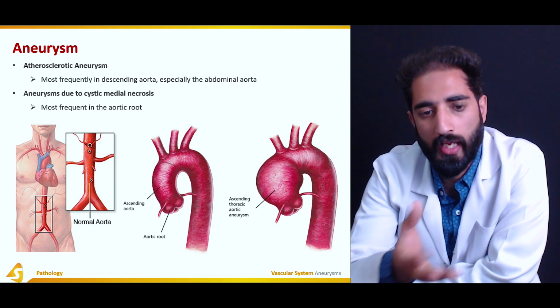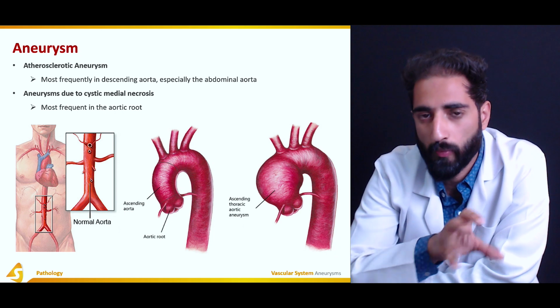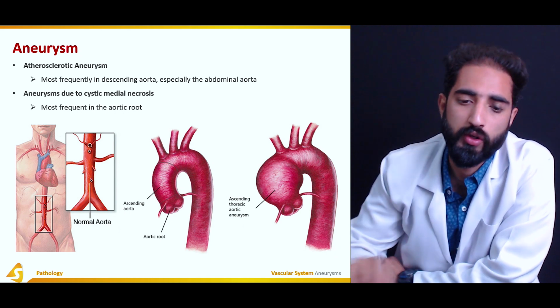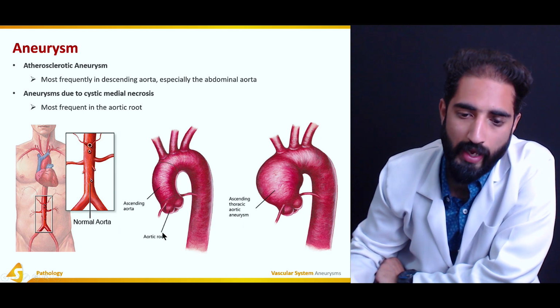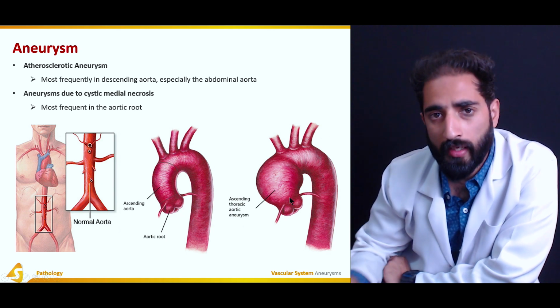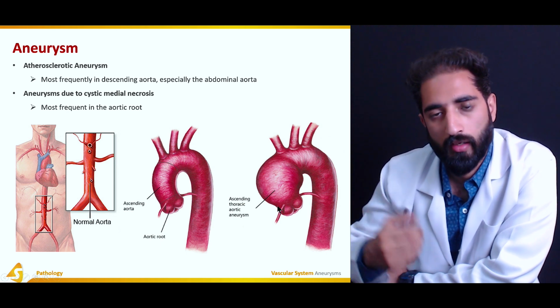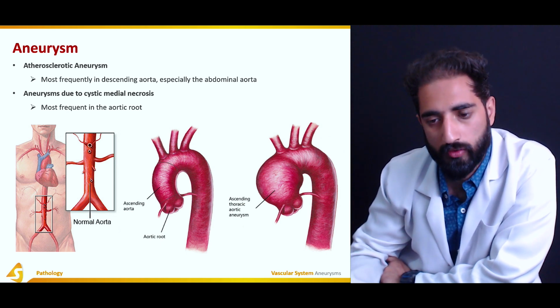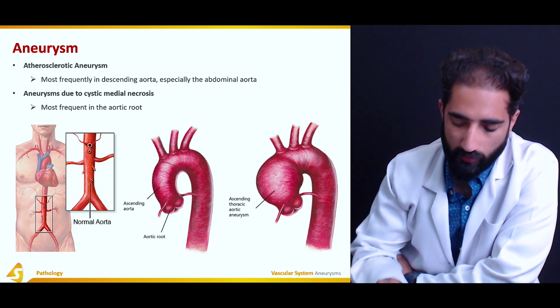The second is the aneurysm due to cystic medial necrosis, and this occurs most frequently in the aortic root. Here you can see this is the ascending aorta, this is the descending aorta, and this is the aortic root. And you can see that there is an aneurysm in the aortic root and the ascending aorta as well. This is an example of aneurysm due to cystic medial necrosis.